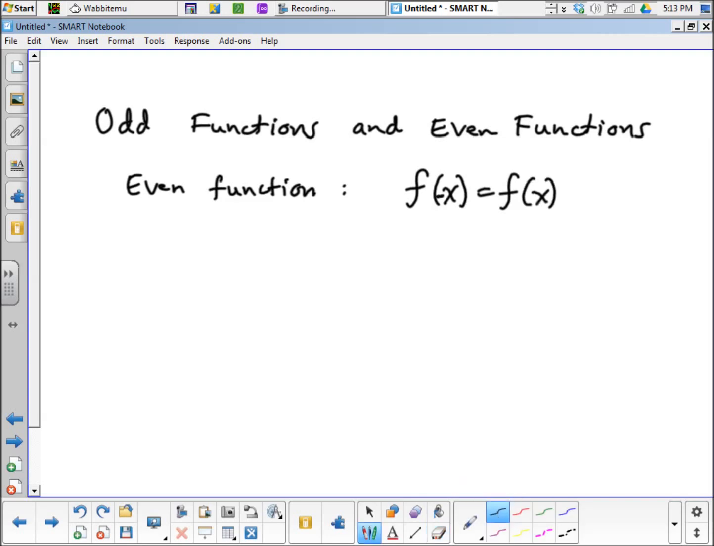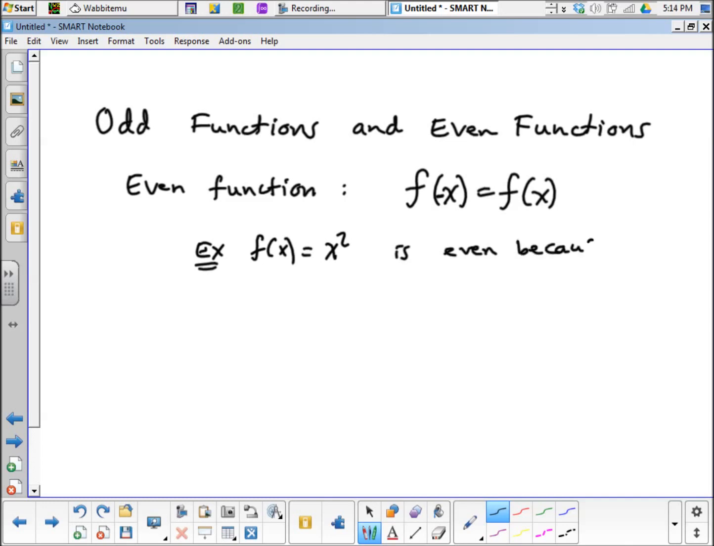Let me give you a quick example. Let's say that we're dealing with this function. F of x equals x squared. Okay? This is an even function. Why? Here's the reason.